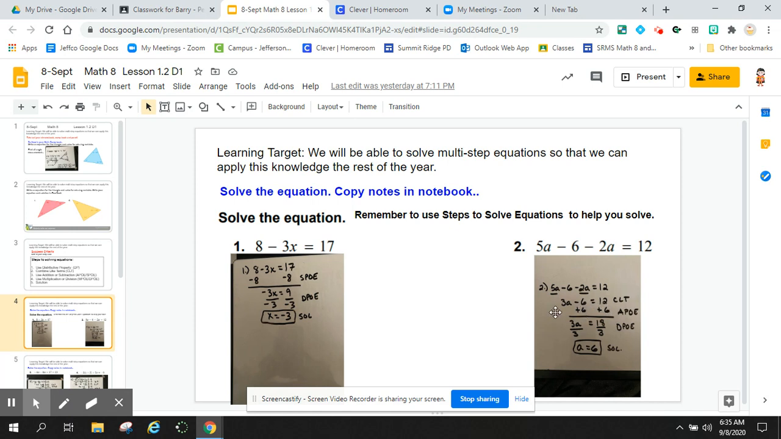Now I'm going to go to the next property, which is addition or subtraction. Well, I have a negative 6. Opposite of negative 6 is a positive 6.